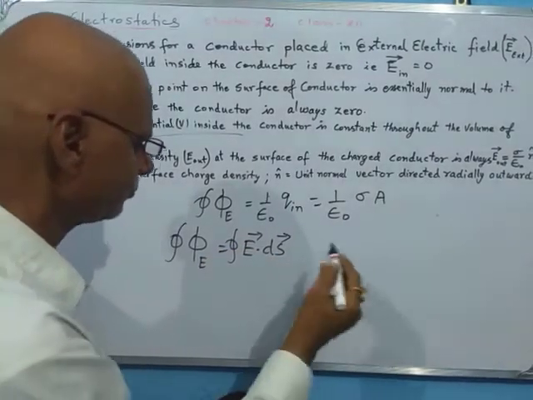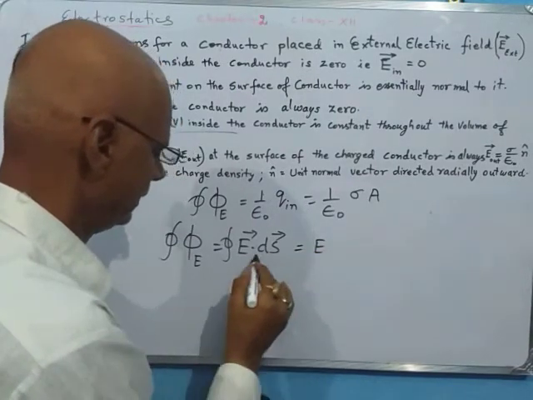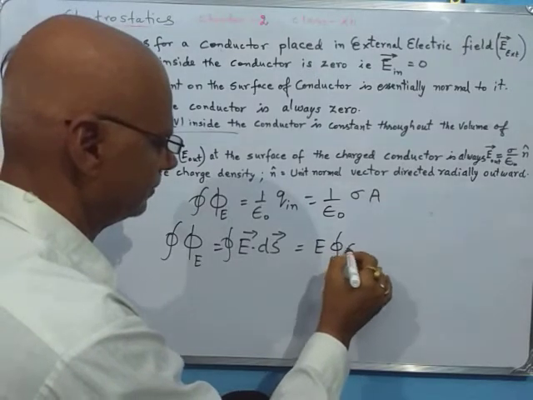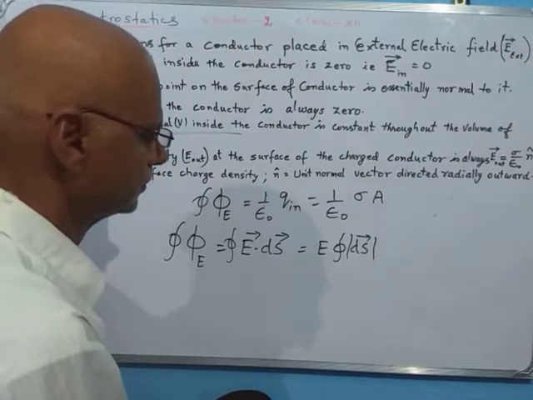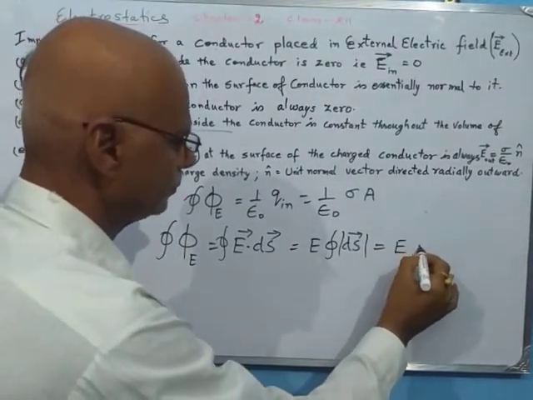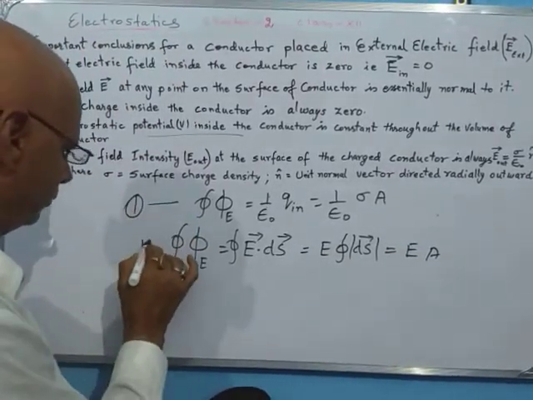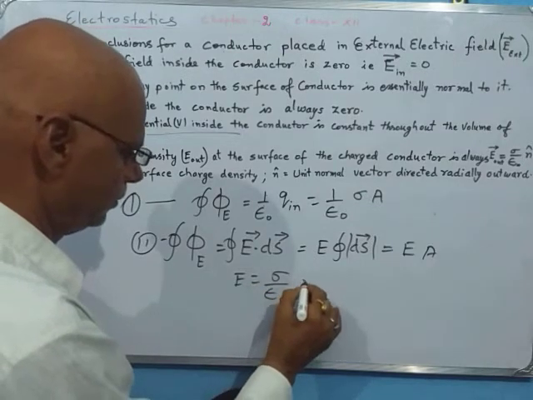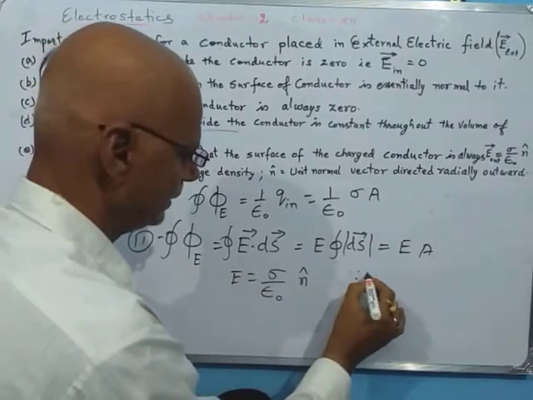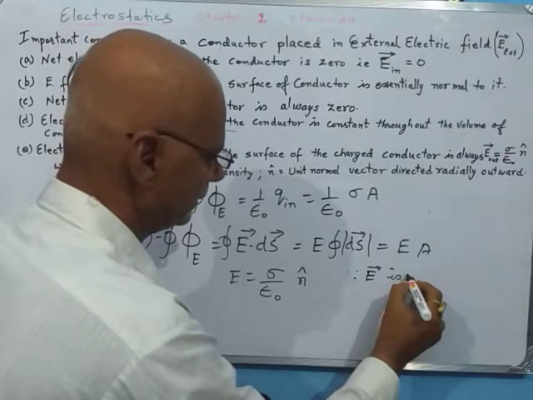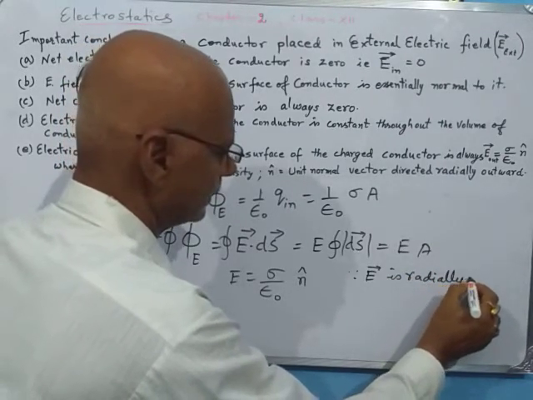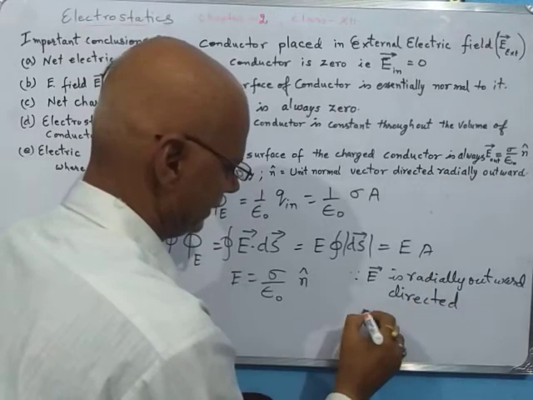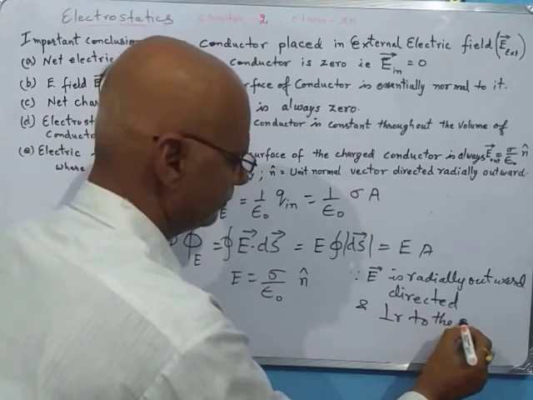Since E is constant and the electric field is perpendicular to the surface, these are parallel, and therefore we get the integral of ds, and the total surface area is A, so we have E into A. Equating equation 1 and 2, what we get is E is equal to sigma by epsilon naught into the unit normal vector, because E is essentially radially outward directed and perpendicular to the surface. We have already proved it.